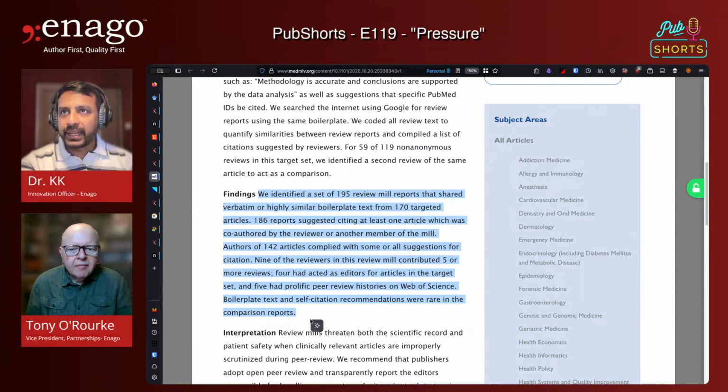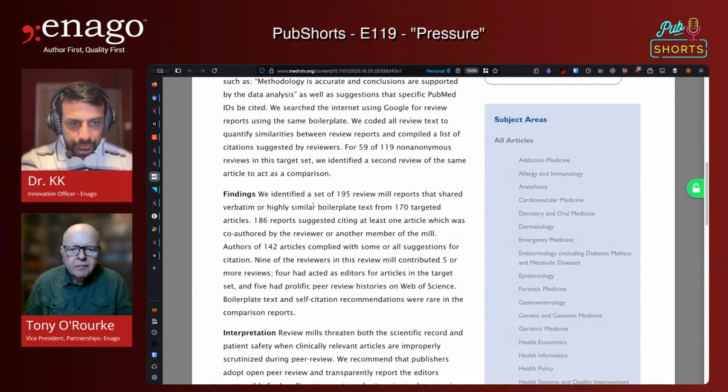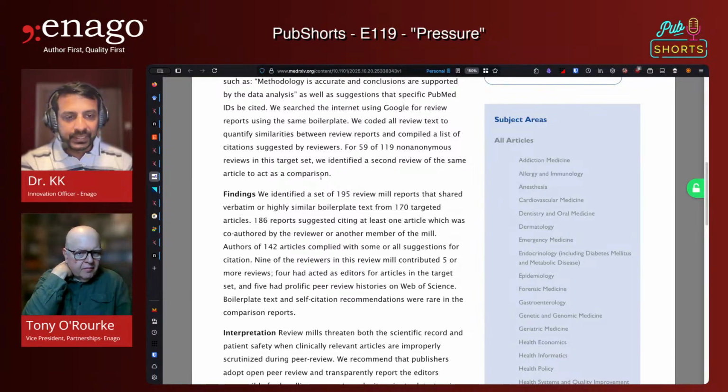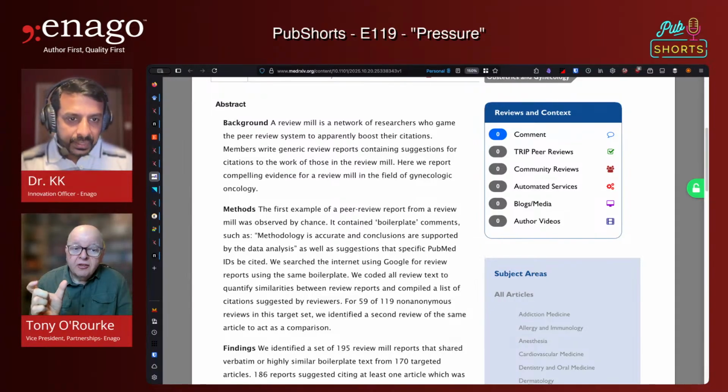Yeah, and I've highlighted a passage. Approximately 195 review mill reports from 170 articles were identified. They featured verbatim or highly similar boilerplate text, with 186 reports suggesting citations to works co-authored by reviewers or other mill members, and authors of 142 articles complying with these suggestions. That's a lot. These numbers might seem small, but this is what we have found, and you can expect tens or hundreds of times such. And this is just in one small discipline. Small but very, very important discipline.